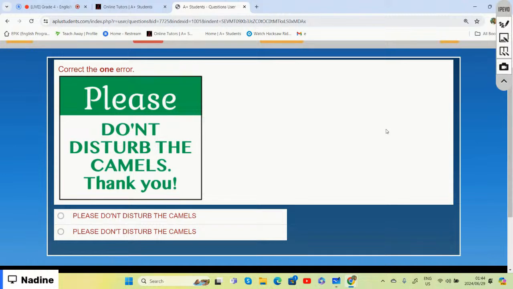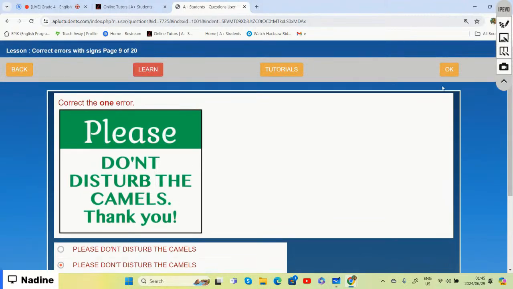All right, so we need to correct the one error on the sign. And if we were to choose to correct this one error, then yes, we will choose option two, because don't is written with an apostrophe that needs to come between the N and the T. It's like a contraction that shows the shortening of two words, do and not, but we put it together and it becomes don't disturb the camels. Thank you.